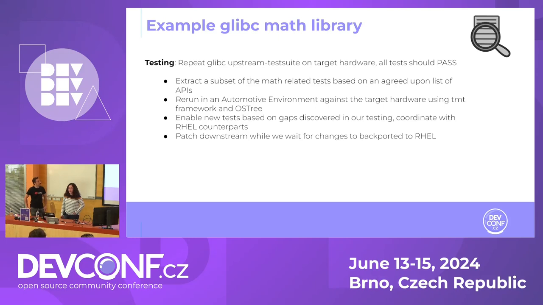So rerunning them in the automotive environment means we have to have them converted to TMT, test management tool, and they also have to work well in an OS tree environment. A lot of these tests were not designed to work in an OS tree environment, and there are still some areas that are not really running in the standard format. So we're working with the RHEL teams, RHEL QE counterparts, to ensure that we're migrating these tests so that they work in the automotive context. Sometimes a test suite, like the glibc upstream test suite, is part of the source code. So to create or update existing tests, you have to contribute these upstream, and we have to wait for these changes to get backported into RHEL. So there are some cases where we'll patch downstream while we wait for these changes to get back into RHEL.